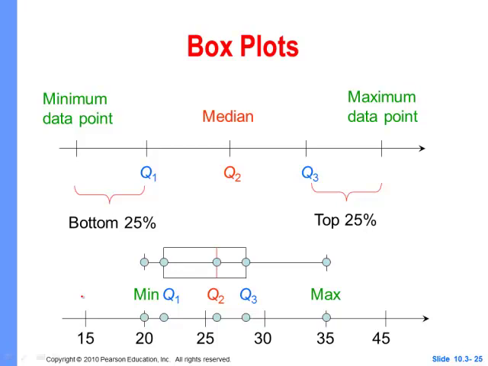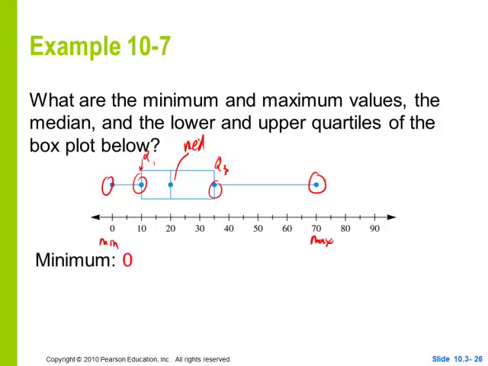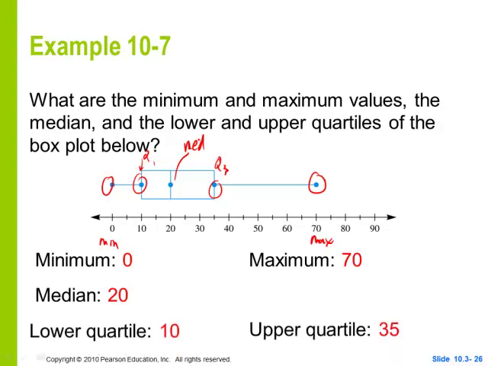Okay. So if you give a box plot and you put these dots, then just from the dots you can tell what the numbers are. This guy has to be the max. This guy has to be the min. This guy right here is Q1. This guy right here is Q3. And right here then is the median. The minimum is 0, the maximum is 70. The median is 20. Q1 is 10 and Q3 is 35.